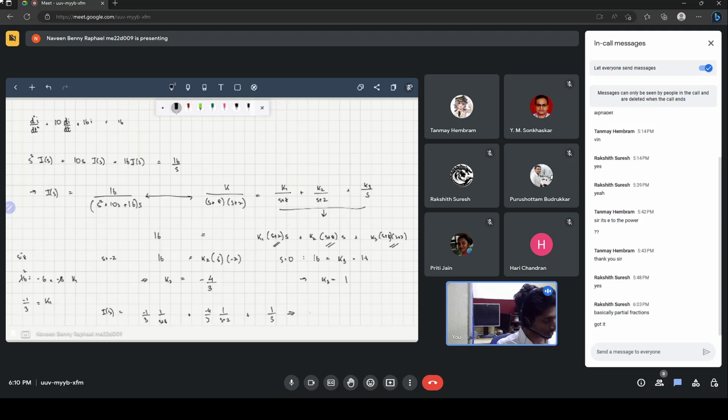And therefore, when you take the partial fraction, if you take the inverse Laplace now, which is very trivial, we get minus 1 by 3 into e to the power minus 8t plus minus 4 by 3 into e to the power minus 2t. And we just saw that the Laplace transform of 16 is 16 by s. So inverse Laplace transform of 1 by s is 1.